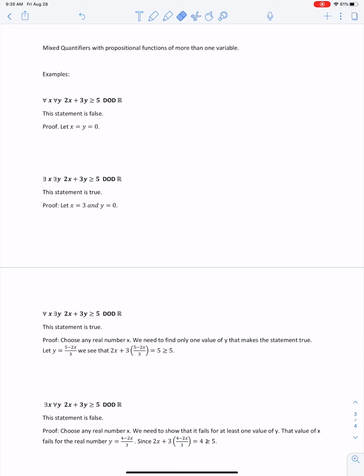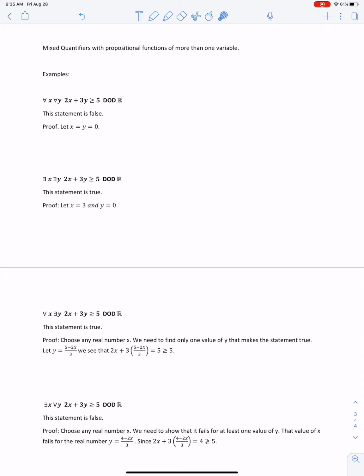So this says for every x, for every y, 2x plus 3y is greater than or equal to 5. And I've chosen as my domain of discourse the set of real numbers. The question is, is that true or false?